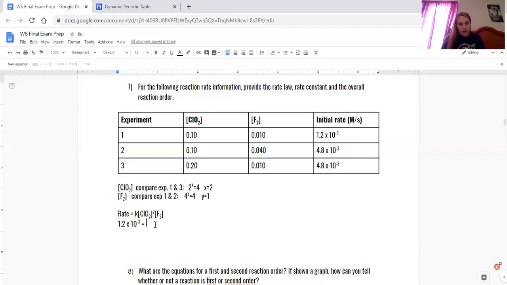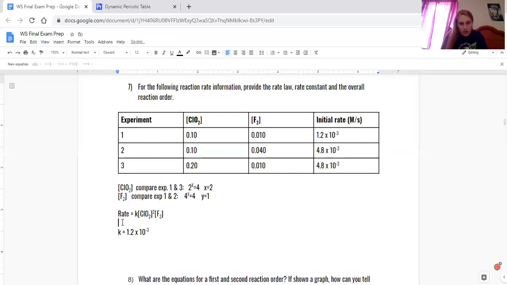Or actually, I like to rearrange things first, so let's do that. If we do that, K equals, the rate is actually on the bottom. So K equals these over the rate. Here, I'll go ahead and put that in. So K equals this divided by rate. Right? So here's our rate.